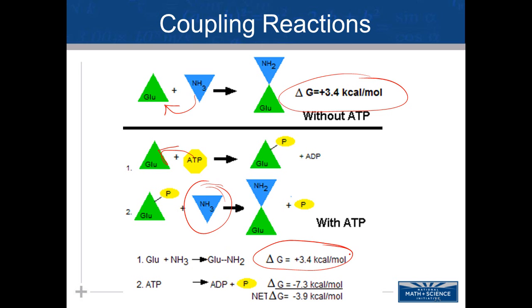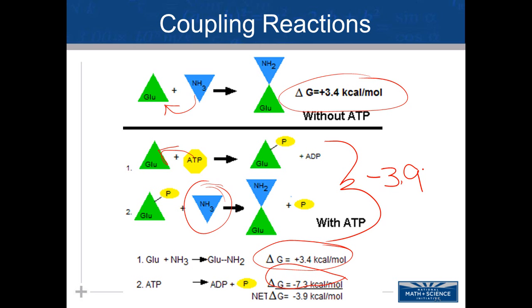All right, so the first reaction right there, or the overall reaction, requires 3.4 kilocalories per mole. But when we use ATP, which by removing that phosphate group releases 7.3 kilocalories per mole, the net reaction of this entire biochemical pathway, if you will, is negative 3.9 kilocalories per mole. And so now it's energetically favorable. We can put the ammonium ion onto glucose. And so overall, it's an exergonic reaction.